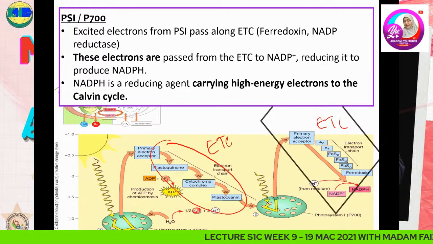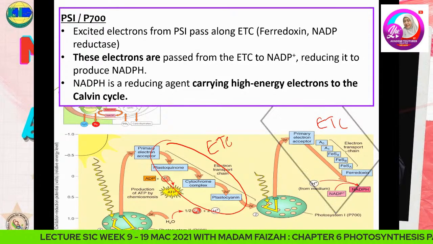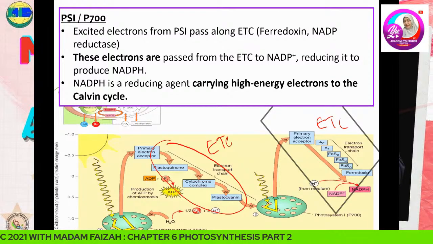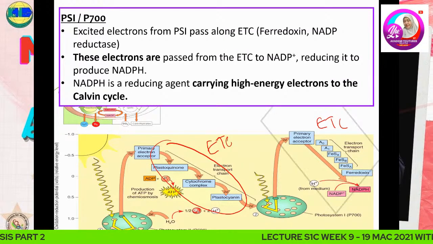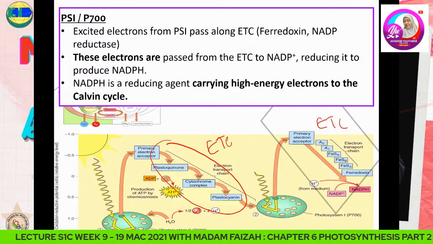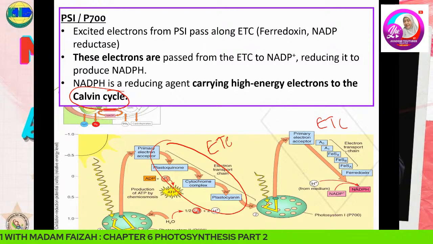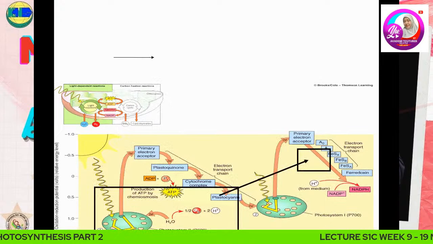Ingat kelas, reduce means gain electron. So gain electron, reduce. Okay. Jadi elektron tadi akan pass to the NADP+ to become NADPH. Okay, so why we need this electron? Okay, for information class, we need this electron later for Calvin cycle in order to produce glucose. That is what the intention of photosynthesis, able to synthesize its own food class.